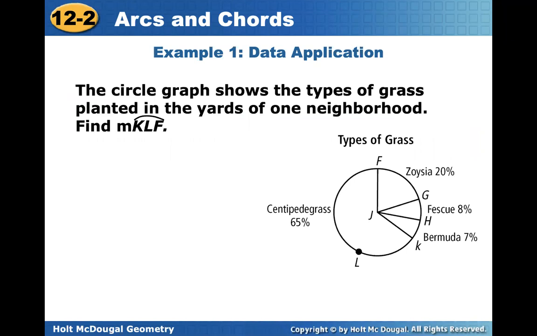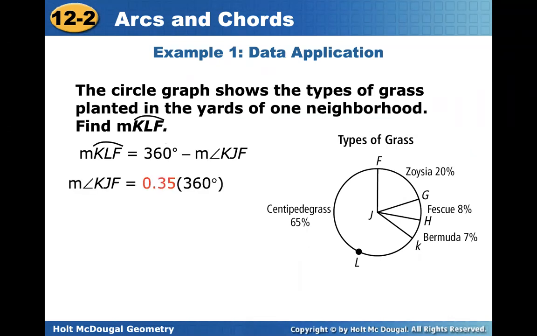A circle graph shows the types of grass planted in the yards of one neighborhood. Find the measure of arc KLF. So I go to K, I go to L, I go to F. So it's this arc here. I want the measure, that's what this little M means, measure of arc KLF. So what I'm going to do is find the minor arc. I'm going to add these together, find the minor arc and subtract that from 360. So 20 plus 8 plus 7 is 35 percent, excuse me. I'm going to take 35% times 360, or 0.35 times 360. That gives me a measure of 126 degrees.